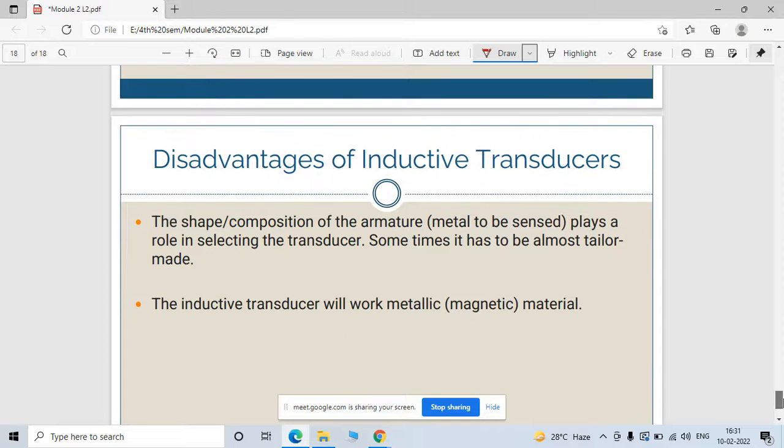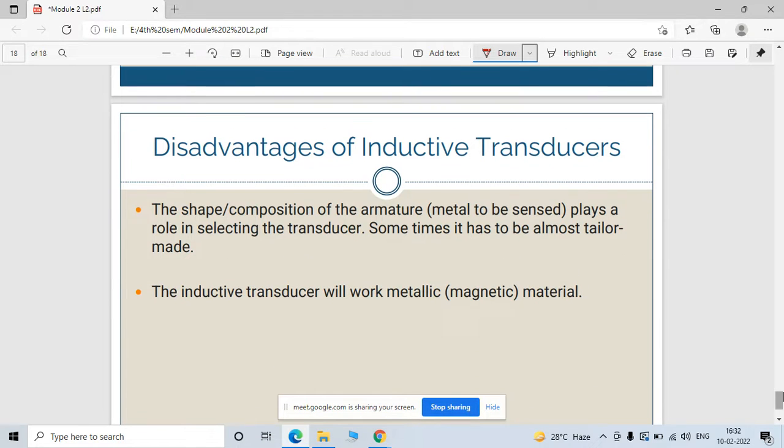Okay. So what are the disadvantages of this? The shape and composition of the armature plays a role in selecting the transducer. So some of the time it has to be almost tailor made. So that is one of the disadvantages. And the second one is that the inductive transducer will work only with metallic, magnetic material.